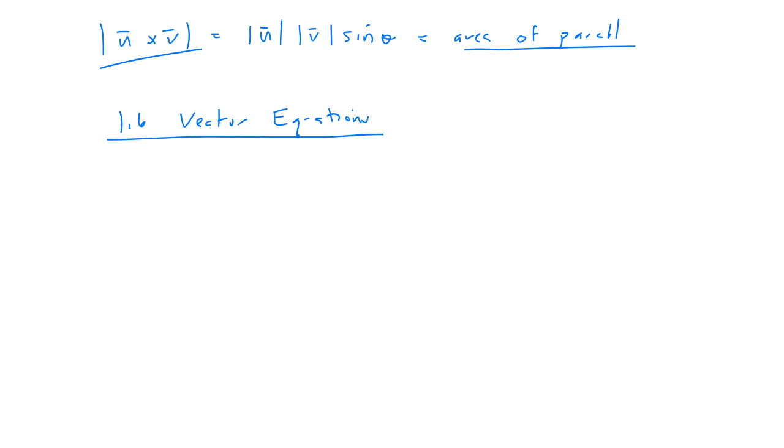So 1.6, let's do, and then I'll stop, just to show that this really is very quick. 1.7 and 1.8 are about as quick. Vector equations we've already been using, so I'm not sure why they're making this into its own little section. It is things such as, well, here's one.